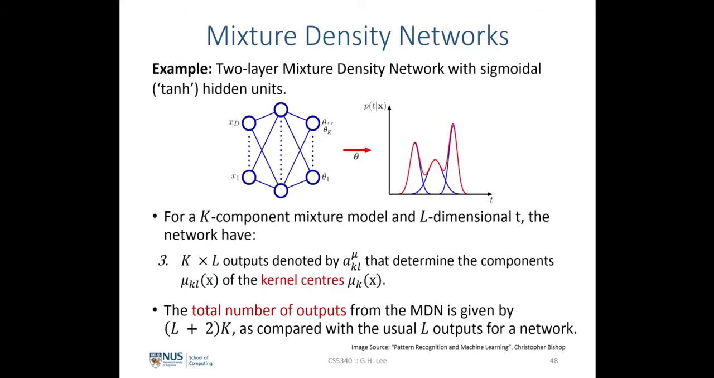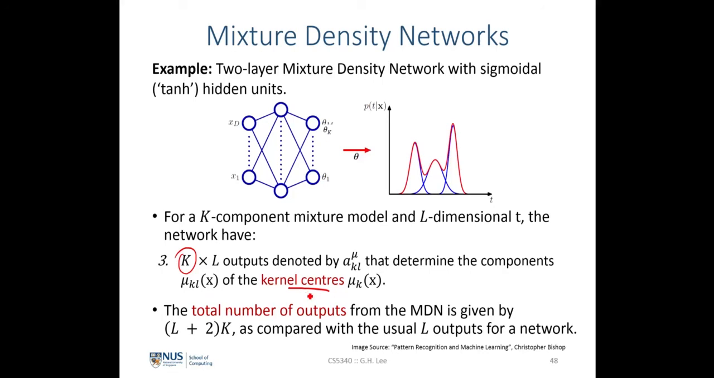And I would also have k by L dimensional outputs of the means. This means that for every Gaussian component, I have an L-dimensional mean that determines the component of mu, which is the kernel center of my Gaussian mixture model.